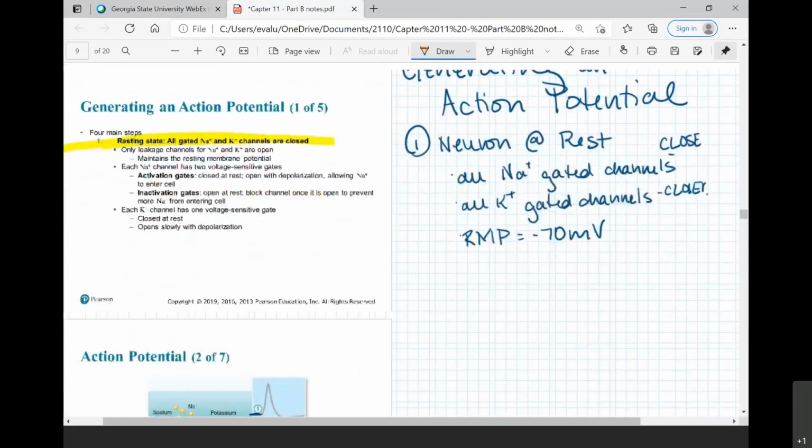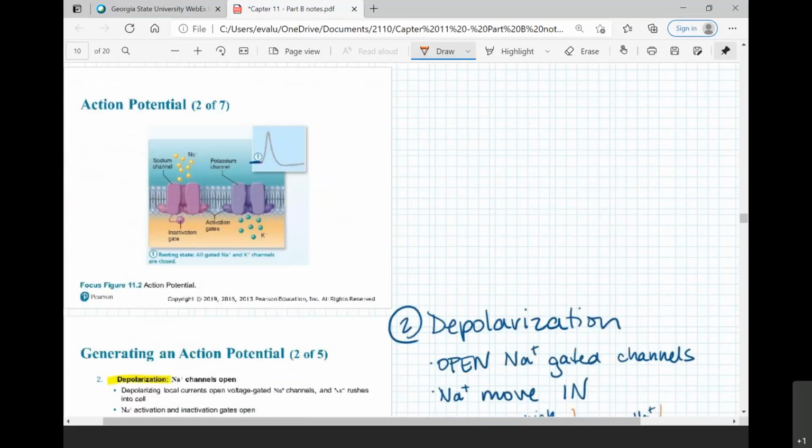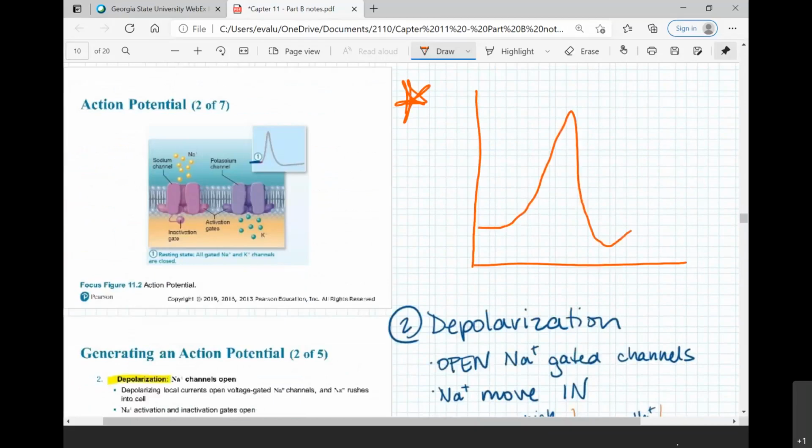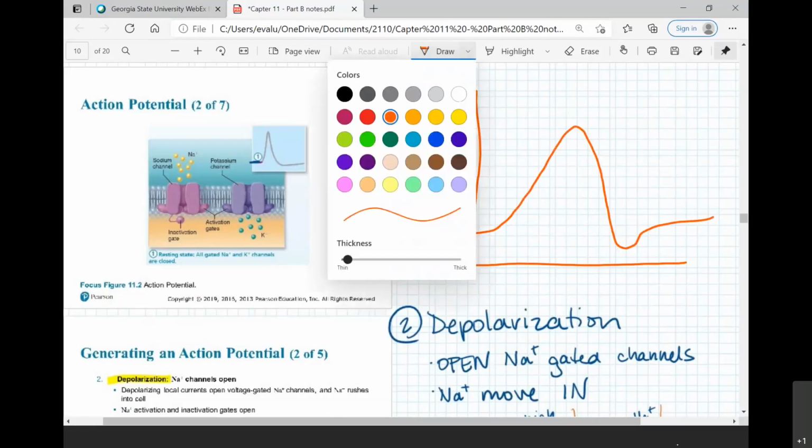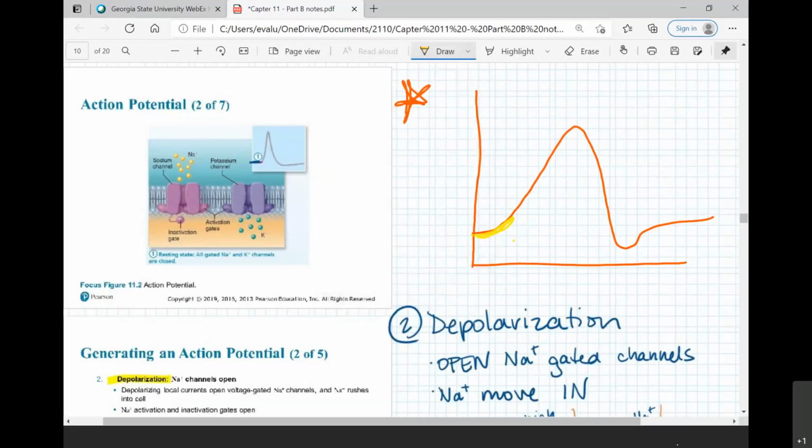So we've got that resting state. We talk about a little bit more. Here is our action potential, and you do need to know the action potential graph looks like this. You need to be able to pick this guy apart and identify every single part of the graph. The first resting state is going to be right here.